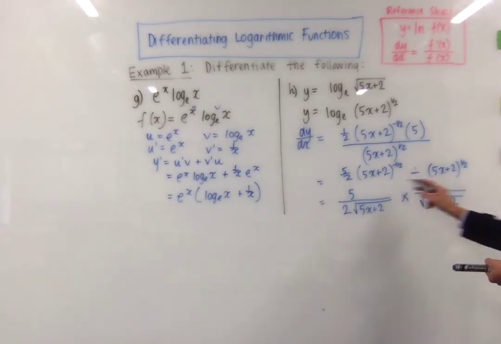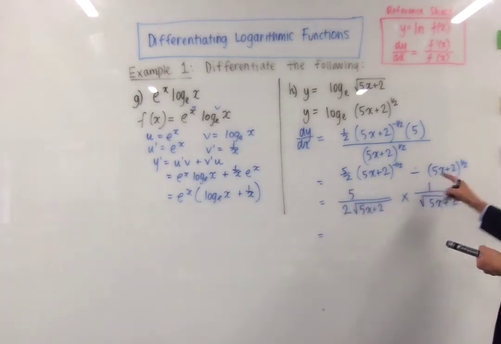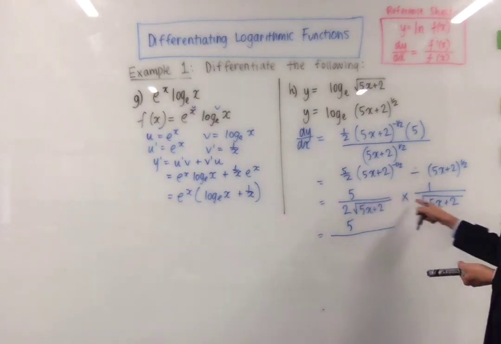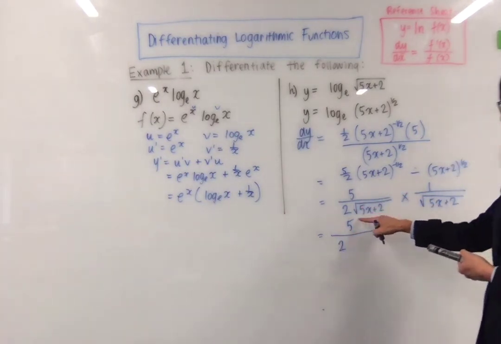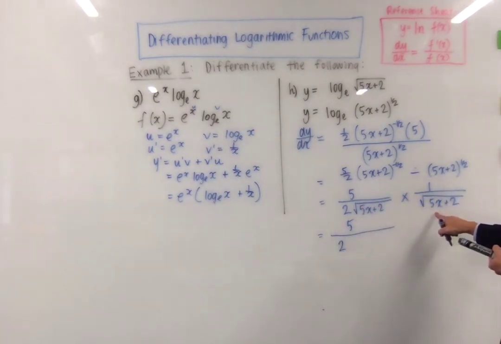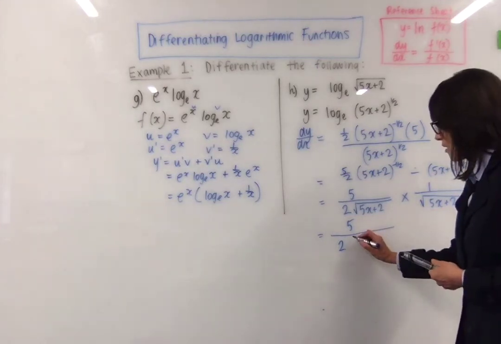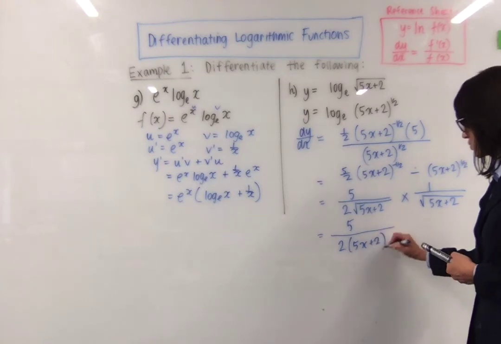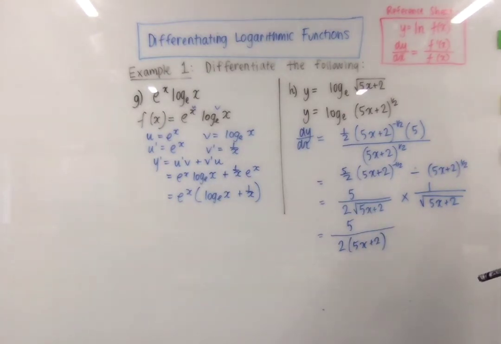So now you'll notice we can multiply straight across our numerators, which becomes 5. 2 times 1, which is 2, and we've got root 5x plus 2 times root 5x plus 2, which will ultimately give us just 5x plus 2. And that's our final answer.